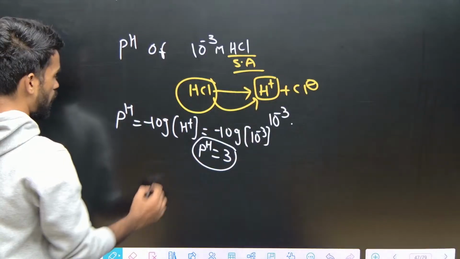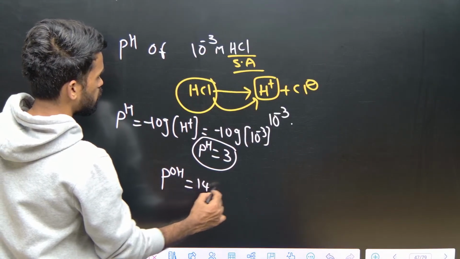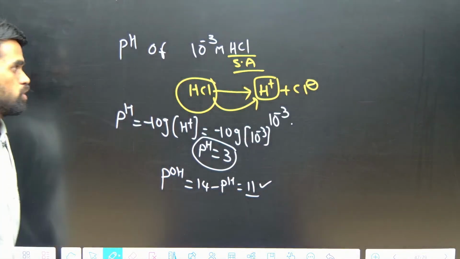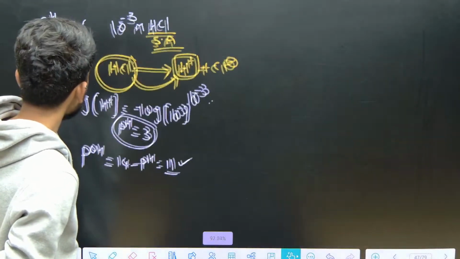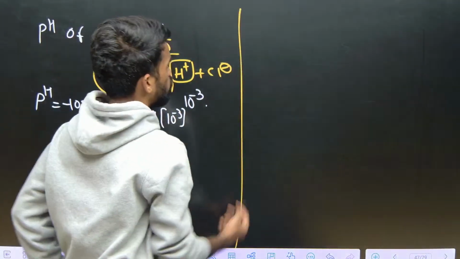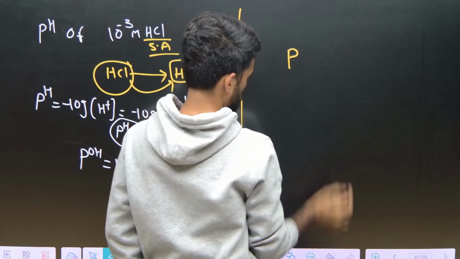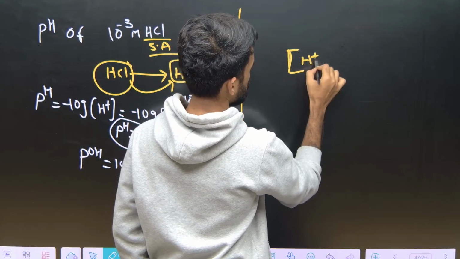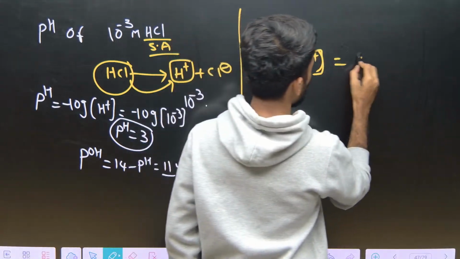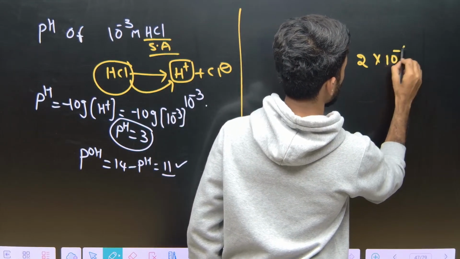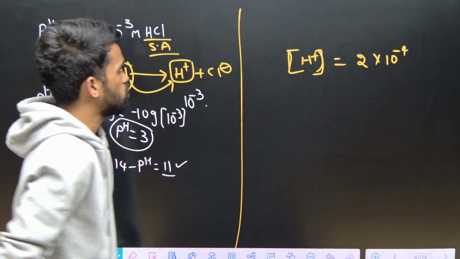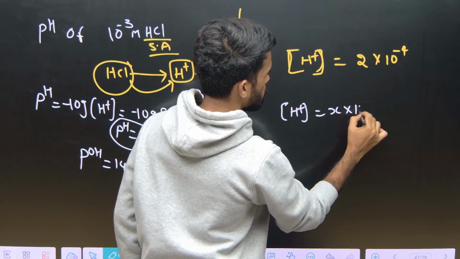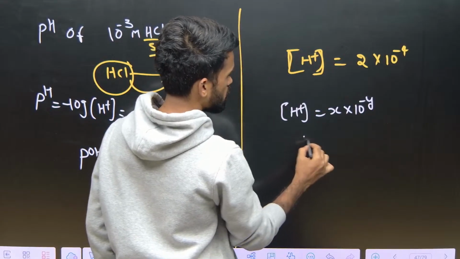Okay. And similarly, if I ask pOH for the same solution, just 14 minus pH. That is 14 minus 3 is 11. That's it. This will be your answer for pOH. Okay. And next, if I give you the concentration of H plus as 2 into 10 power minus 4, what will be your pH? So if the concentration of H plus ion is in the format x into 10 power minus y, just use y minus log x.